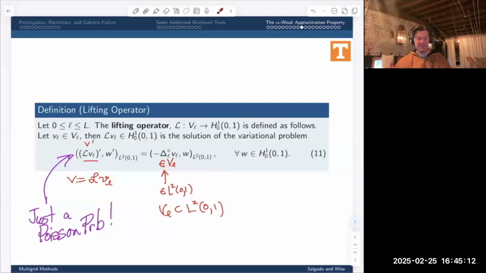Now, how do I know such a thing exists and is unique? Well, I just said, as long as this object over here is in L2, then this is just a Poisson problem, or a weak formulation of the Poisson problem. And every Poisson problem that is of this form has a good and true solution. Okay, so such a thing always exists.